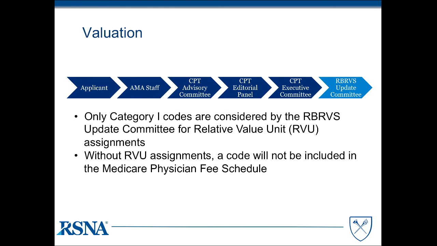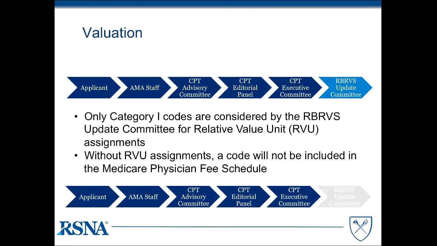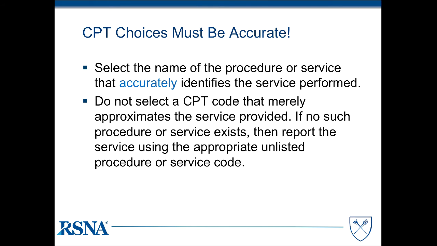Ultimately, after you get a Category 1 code, it goes off to the RBRVS Update Committee for valuation in anticipation of inclusion in the Medicare Physician Fee Schedule. Now, if you get a Category 3 code, the code stops at CPT, and you're going to have to work with local carriers who will have to determine each individually their own prices if they cover that procedure at all. And frequently they won't.